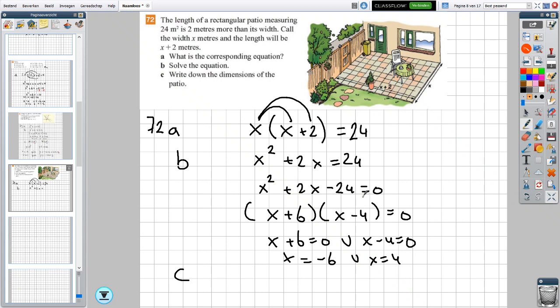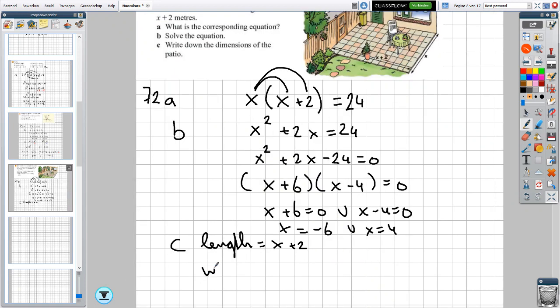C. Write down the dimensions of the patio. We know the length was x plus 2. And we know that the width is just x. Right? They give it to you here. Should I now use x is minus 6 or x is 4?